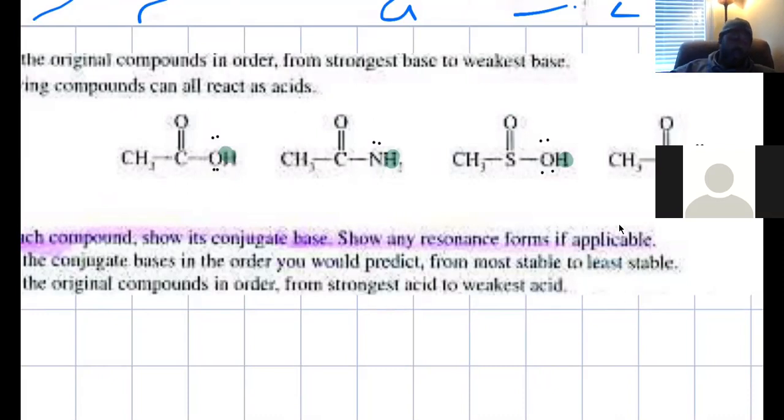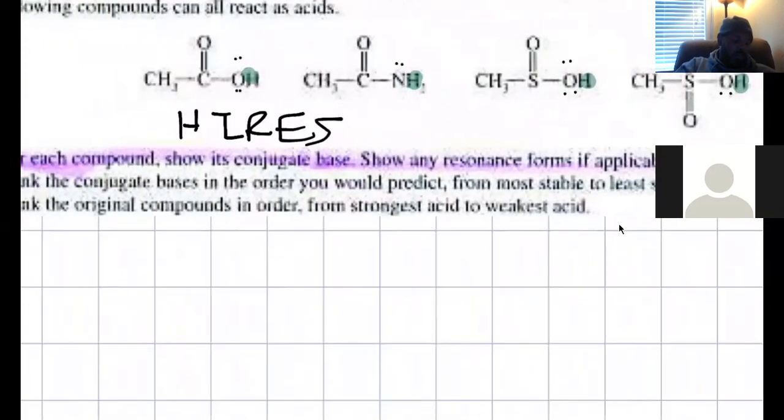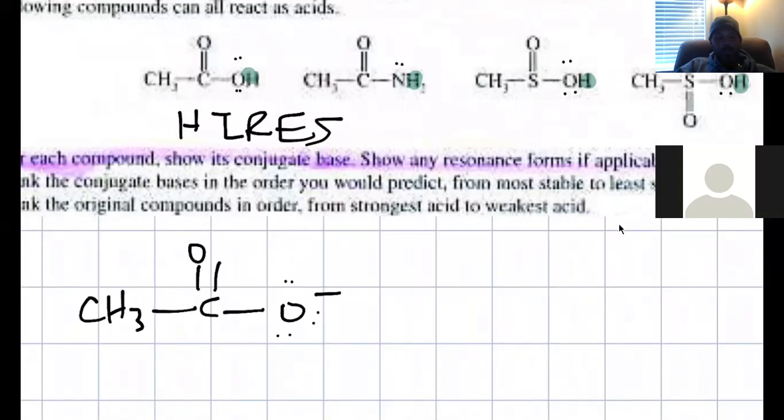So I heard somebody say it. What we normally use is what? Resonance. Right? And what we want to do is look at the conjugate base for each one of these. Is that right? So the conjugate base for acetic acid looks like this. This is one we did already. Is that right? Yep. And then the conjugate base for the next compound would look like this.